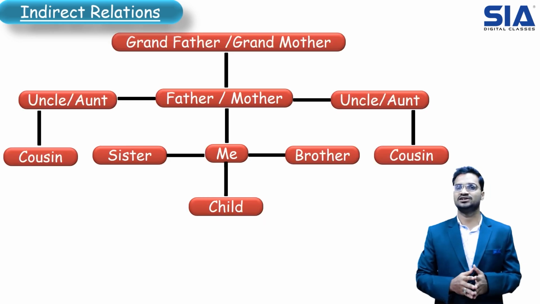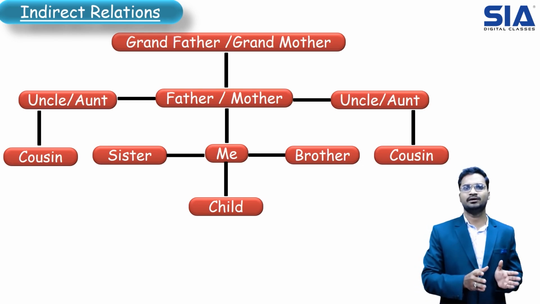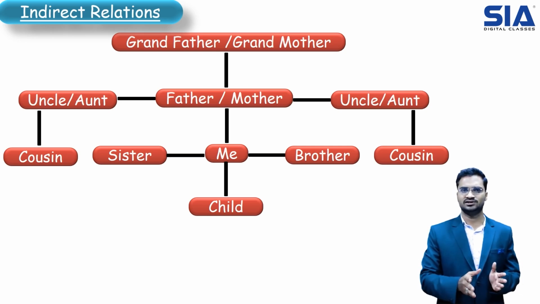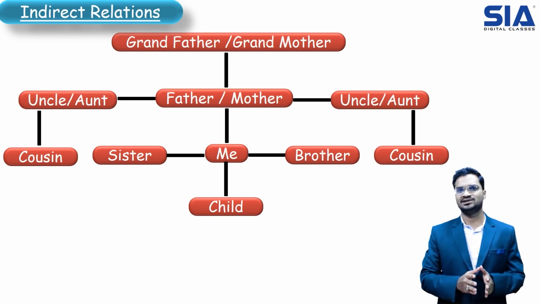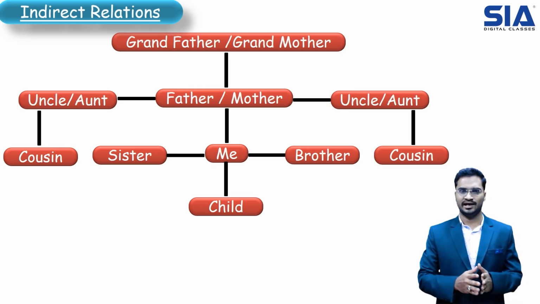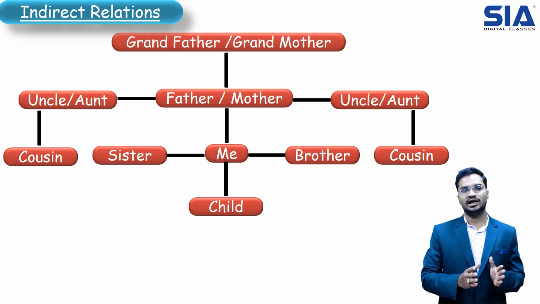Next, coming to the next relation, which is indirect blood relation. Let us assume your father has a brother and sister. What do you call them? Whenever your father has a brother, you call him uncle. In the same way, whenever your father has a sister, you call her aunt. This relation is from your father's side, so it is called paternal relation. They are called paternal uncle and paternal aunt.